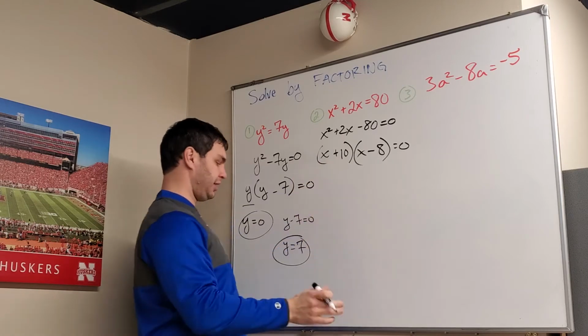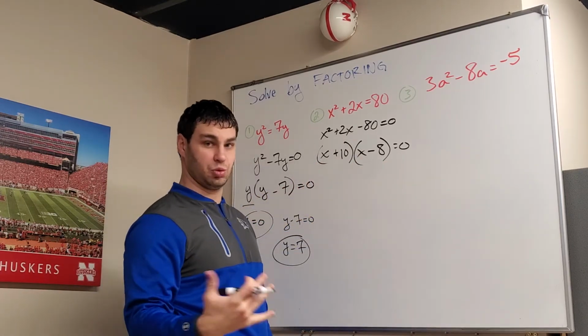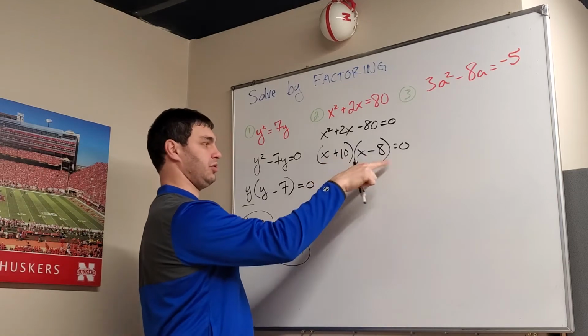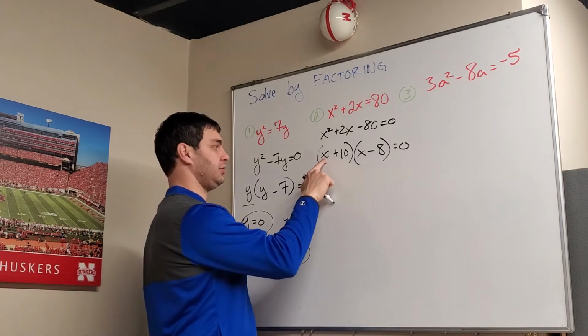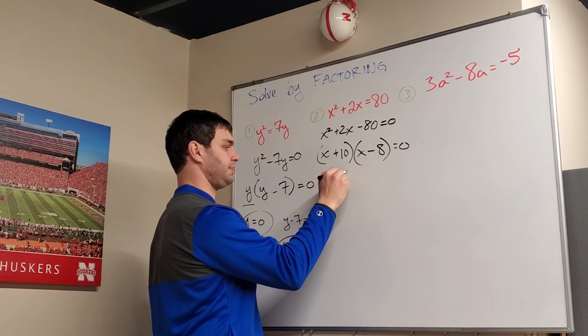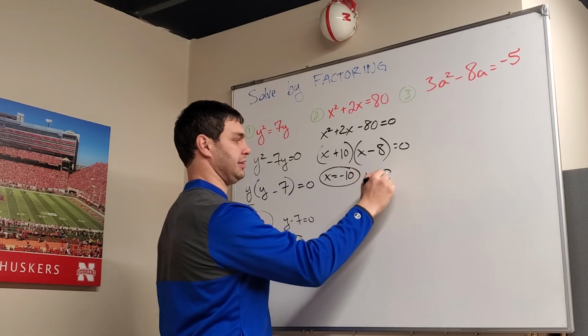So then again, same thing as back to this one. You can think individually in these sets of parentheses, what plus 10 or what minus 8 is going to give that whole thing a 0. And this one's going to be x is negative 10. And this one's going to be x is positive 8.